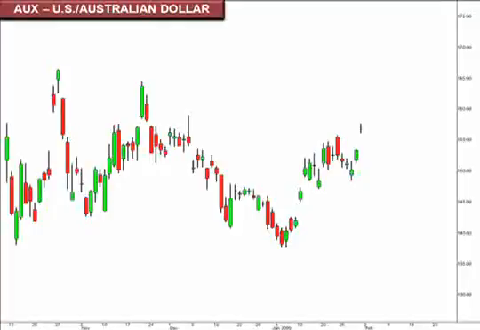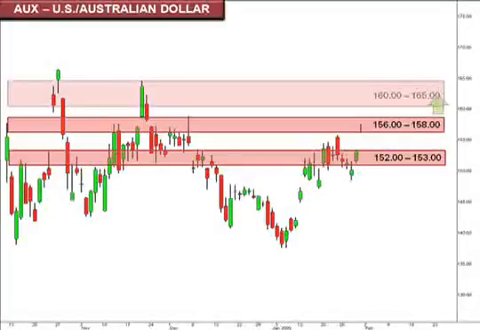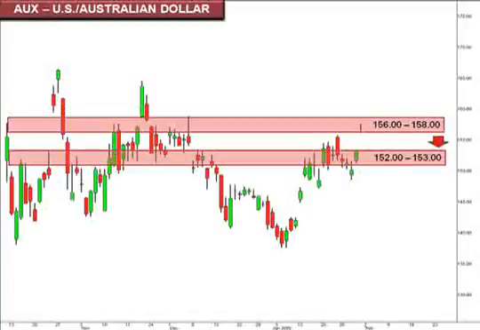All right, finally, let's take a look at the AUX, the US versus the Australian dollar. Now, our pair value traded into the 156 to 158 focal zone after some backfilling earlier on in the week. At this stage, we are seeing some signs of indecision. However, if the AUX holds here, a new leg higher will likely test resistance within the 160 to 165 box. After such an ambitious move, however, a mild retracement back down to test that upper range of the 152-153 focal zone would not be surprising.